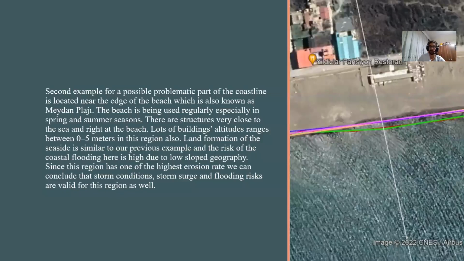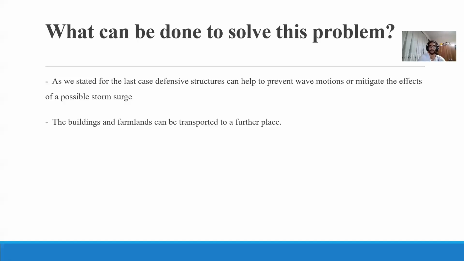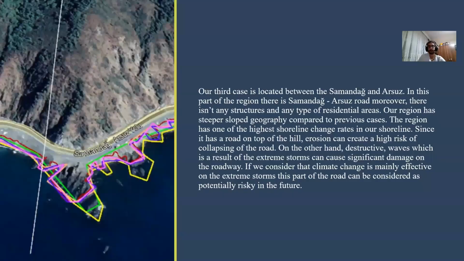Our second problematic area is located at the edge of the beach, which is also known as Meydan Plajı. It also has a low slope geography, and there are structures very close to the sea. Lots of buildings are at altitudes between 0 and 5 meters again. Since this region has one of the highest erosion rates, we can conclude that storm conditions, storm surge, and flooding risks are also valid for this region as well. So what can be done? As we stated before, defensive structures can help us, and also we can transfer buildings and farmlands to a further place.